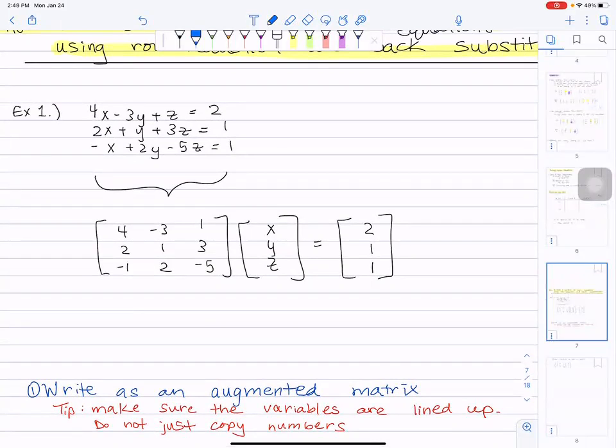So I'll give you guys 3 minutes. Okay. So what are we meant to do? Solve this system of linear equations for x, y, z. So your answer should be like x, y, z equals something.